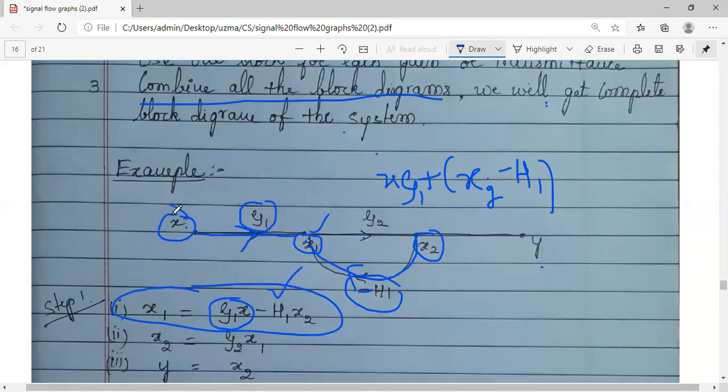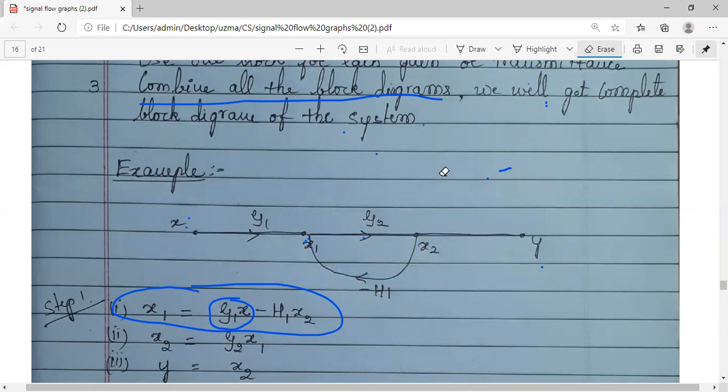I have not written any equation for x because I don't find any incoming signals to x. There is no signal coming and joining at x. That's why no equation for x. So I have written the equation for x1.